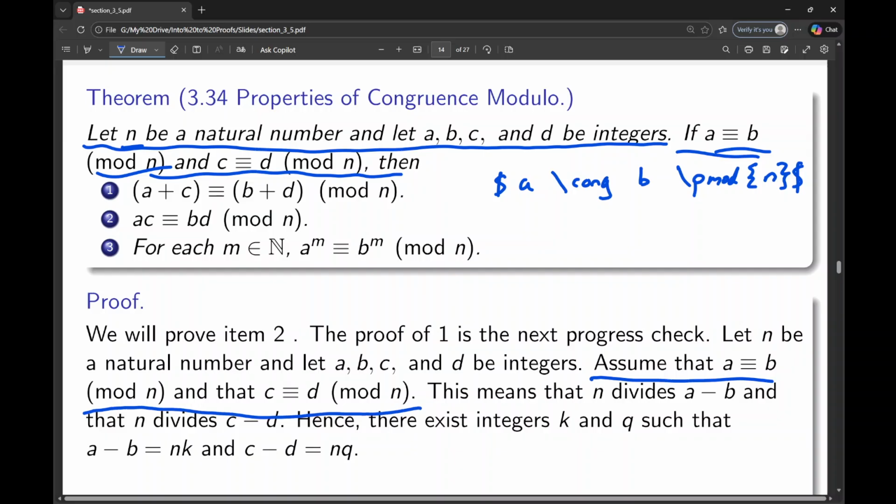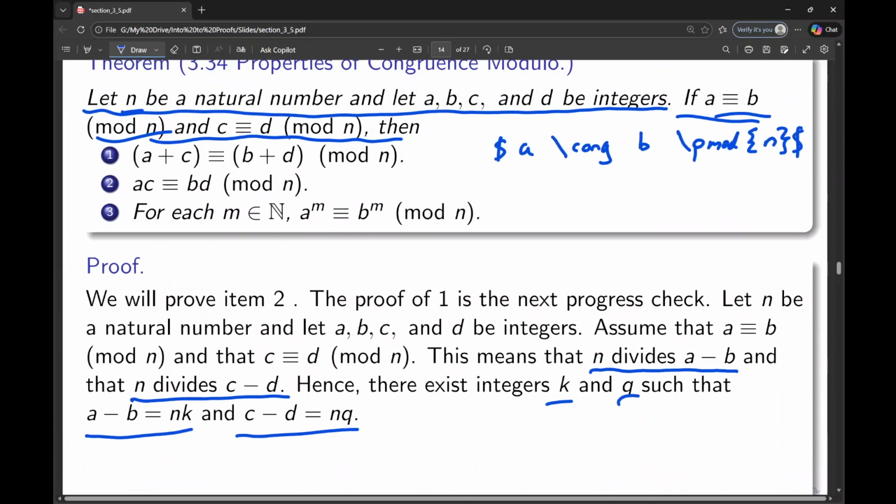Okay, so then unpack that. Unpacking it means n divides a minus b and n divides c minus d. Hence, unpack that definition. Hence there exist integers k and q such that a minus b is that, and c minus d is that.